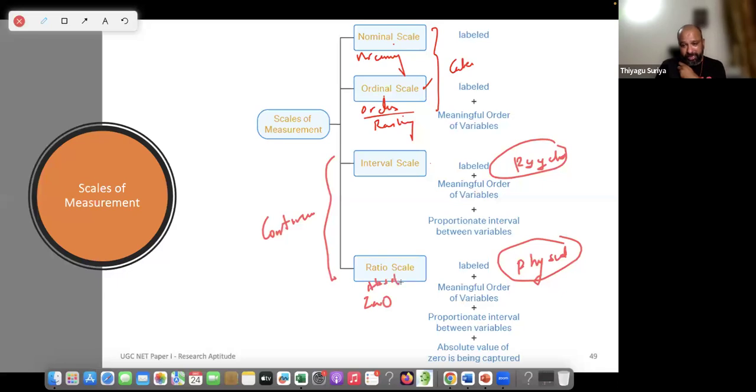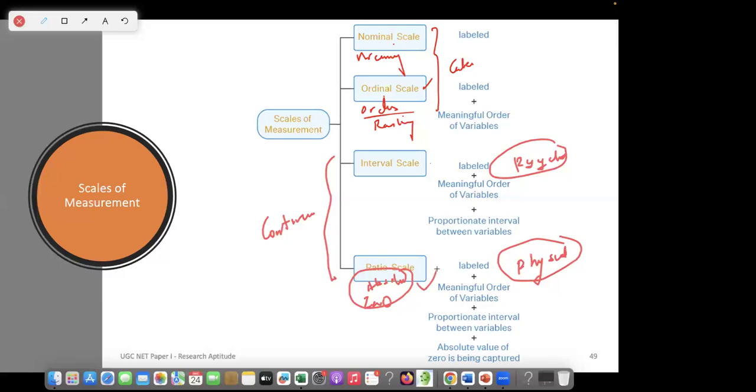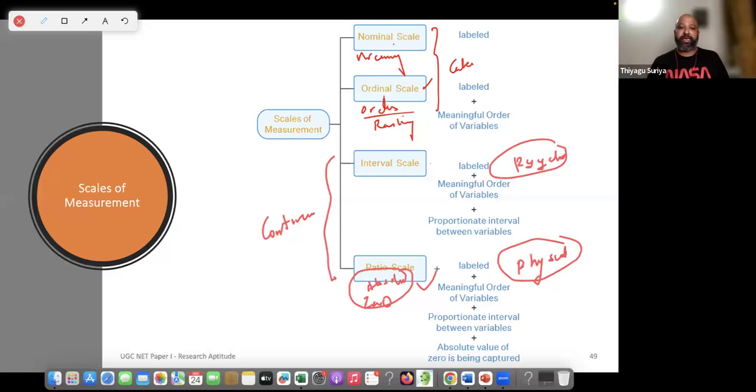Please, this is a question that comes regularly. Wherever you find the term absolute zero, it is part of the ratio scale. The ratio scale and the interval scale differ only in the case of absolute zero. For a physical variable there is a chance to reach a zero score, but a psychological variable never reaches a zero score. Therefore, this is the way of the scales of measurement.